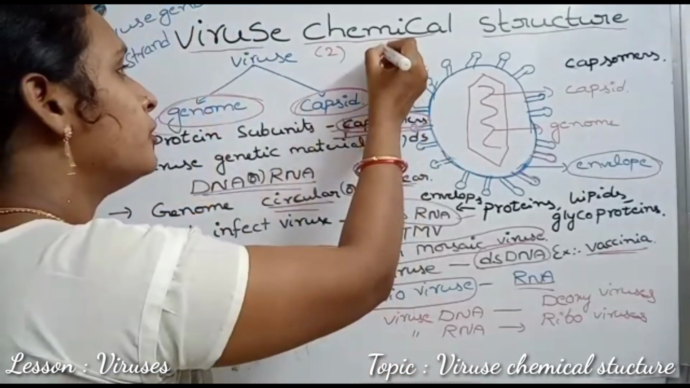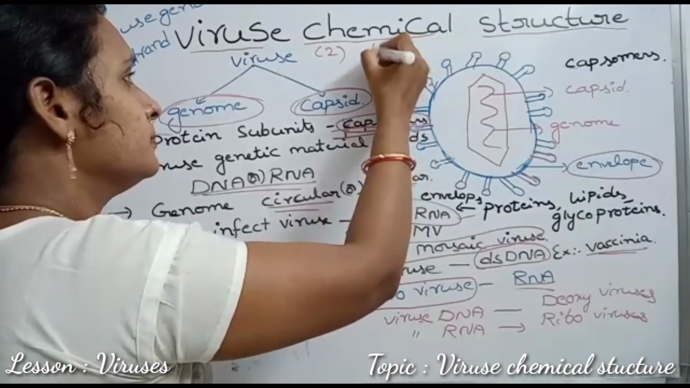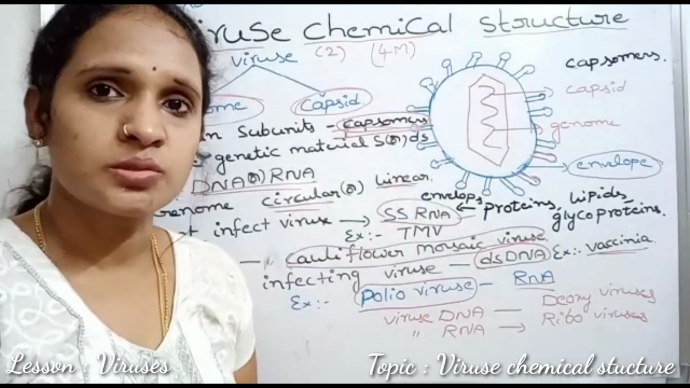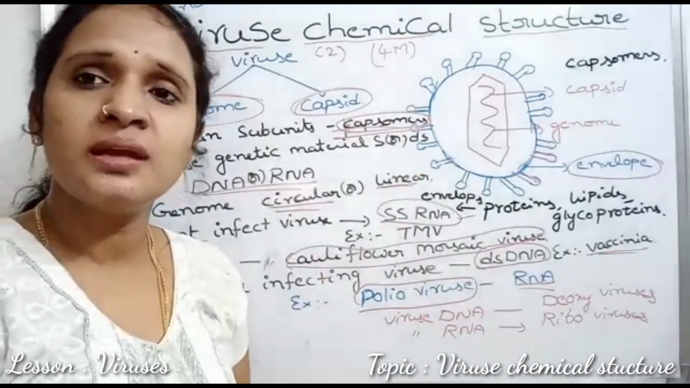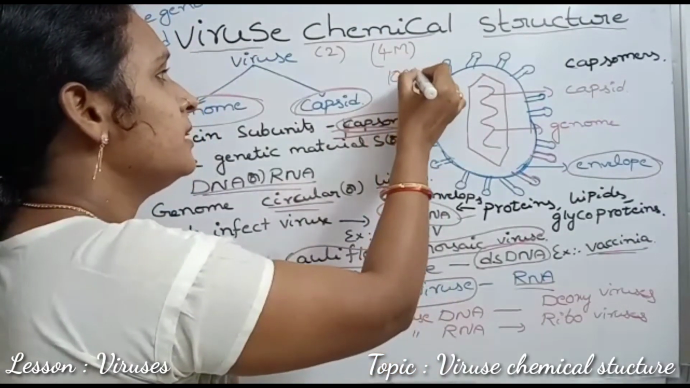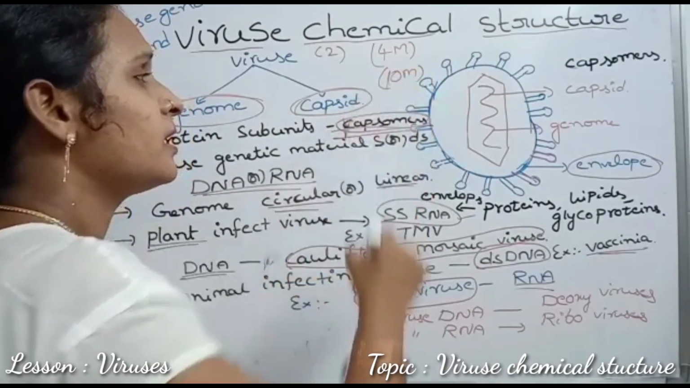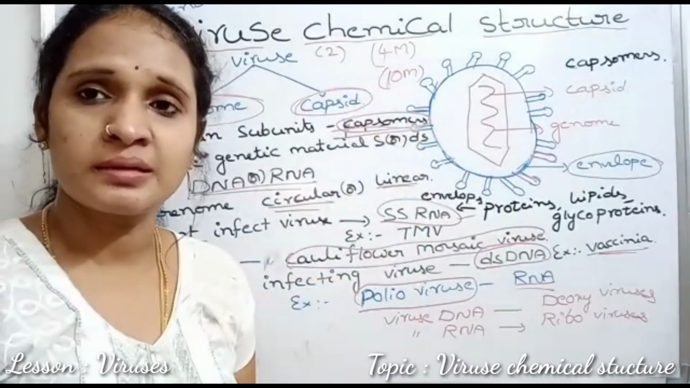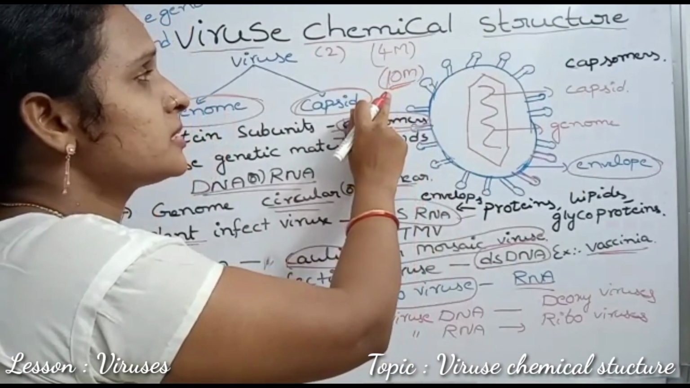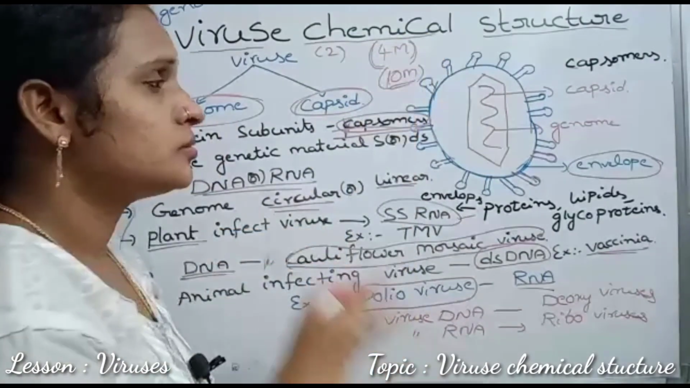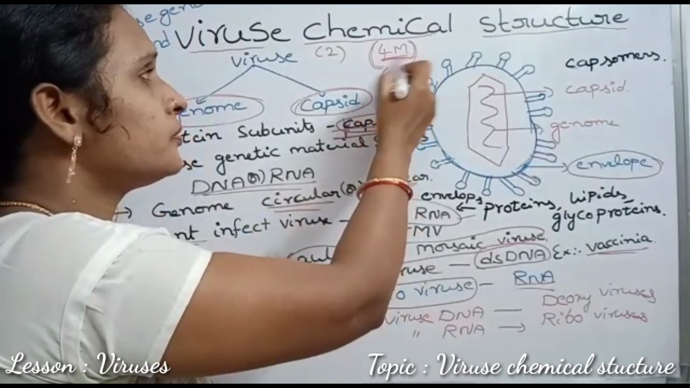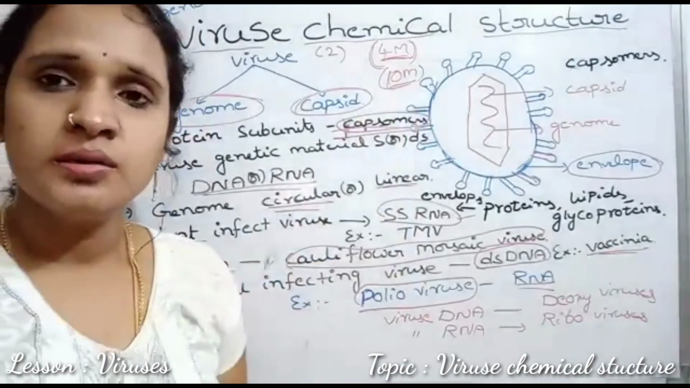This topic is important for inter second year students. These are 4 marks questions for inter second year students and degree first semester students. Virus chemical structure and general characters is a 10 marks question for degree first semester. For inter second year students, only chemical structure is the 4 marks question.